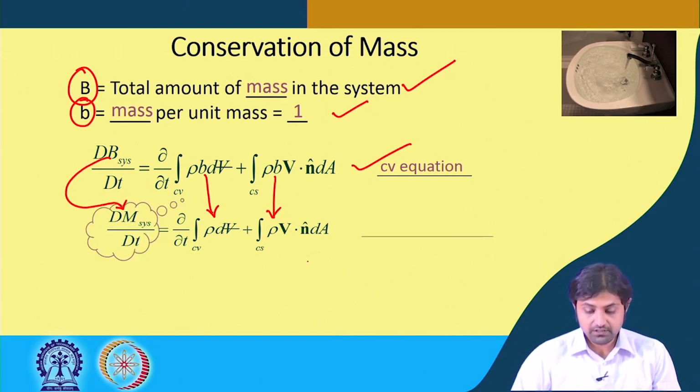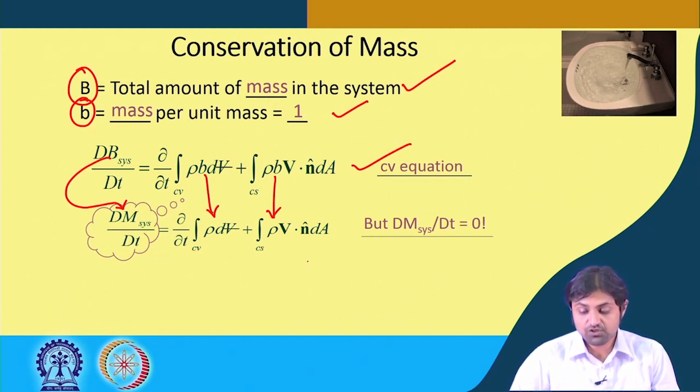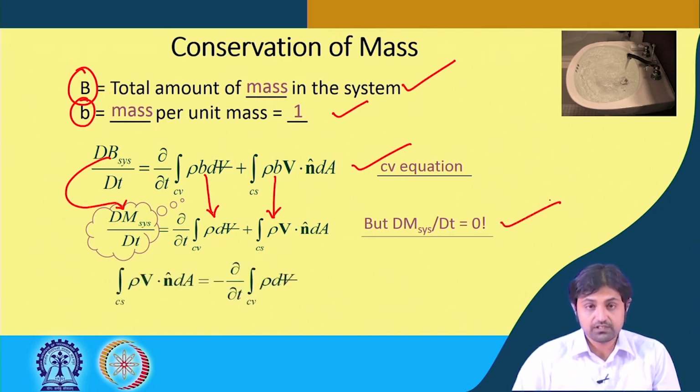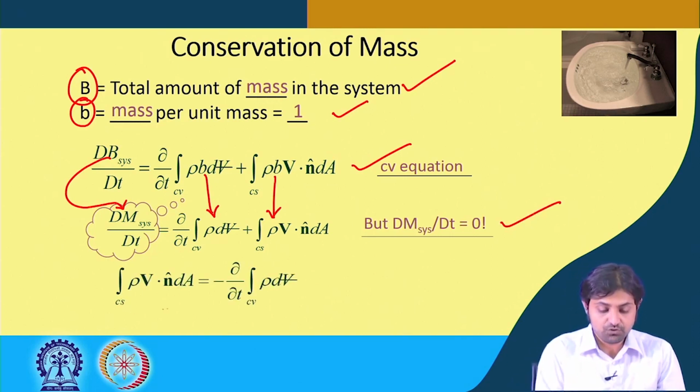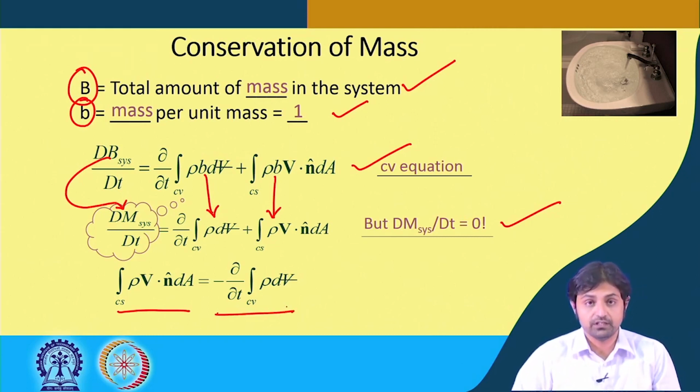So what is this? We know that in the conservation of mass, the total mass of the system with respect to time, capital D m system by dt, is equal to 0. So we can simply write in the control volume, the integral of rho V dot n dA over the entire cross section should be equal to minus del by del t of the integral of rho dV. This is the equation that we get by substituting B system as mass, capital B as mass of the system, and small b as 1, as we have seen. So this is actually nothing but a continuity equation.